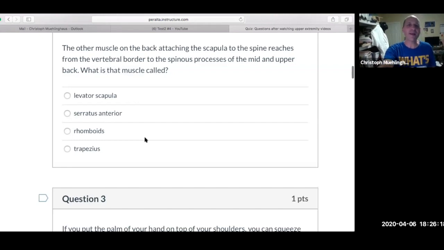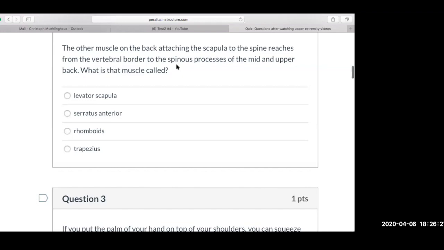The next one is the other muscle in the back attached to the scapula. It reaches from the vertebral border to the spinous process of the spine. What is this muscle called? Rhomboids. There you go, that's the rhomboids.